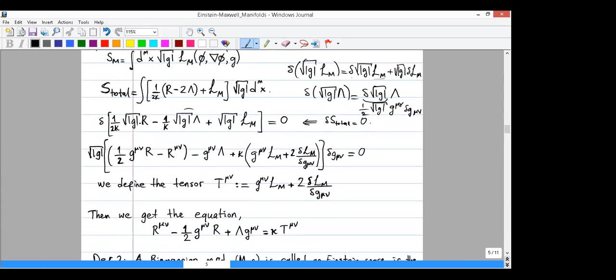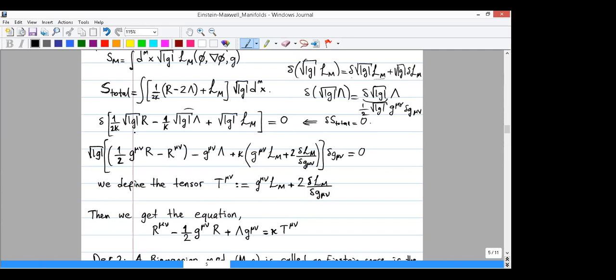Then again, we are going to apply the variation to this part altogether. Here we have 2 kappa, as we have mentioned. It is just a constant.